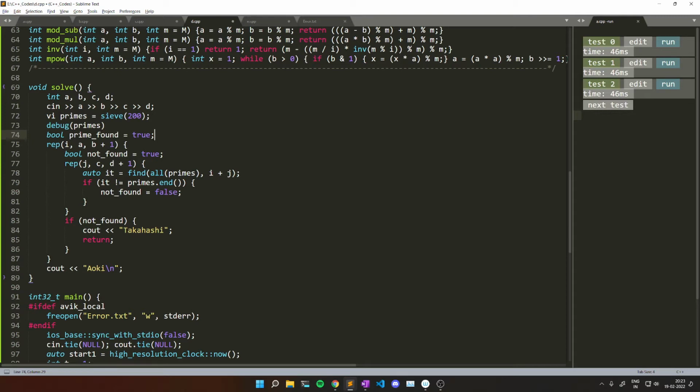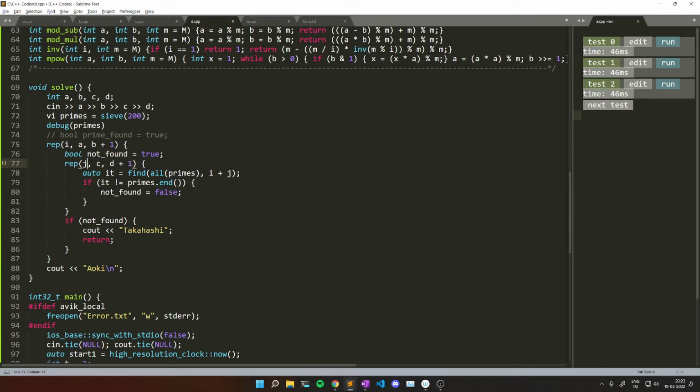Also, yeah, this line is not required. I don't know why I wrote this line. So then I just brute force for I between A and B in the range. First I assume that I have not found any combination for which there is a prime, so I initially keep it true.